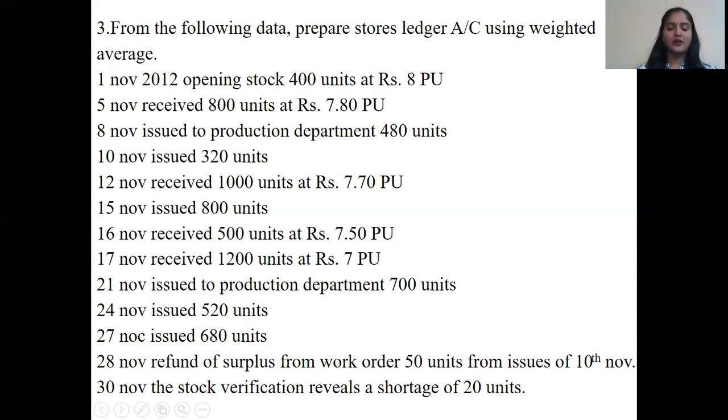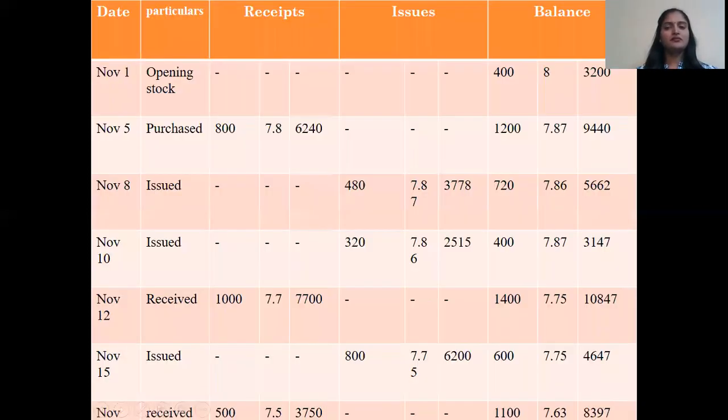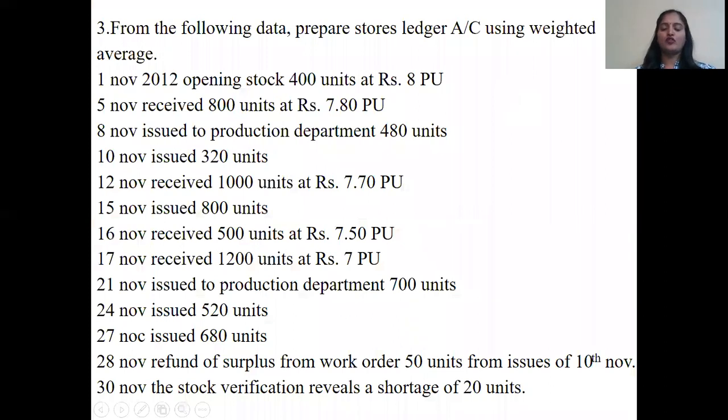Okay, now see here, on first opening stock, how many units did we have? Same format, no change: receipts, issues and the balance. We don't have any opening stock as on 1st November, we had the balance. Look at the problem here: opening stock 400 units at rupees 8 per unit.